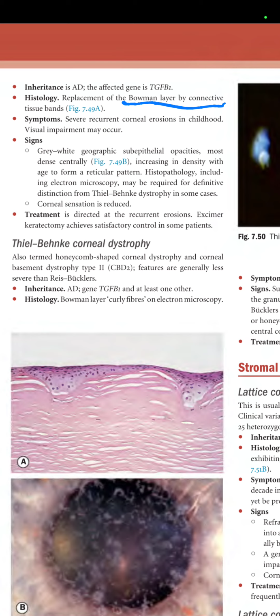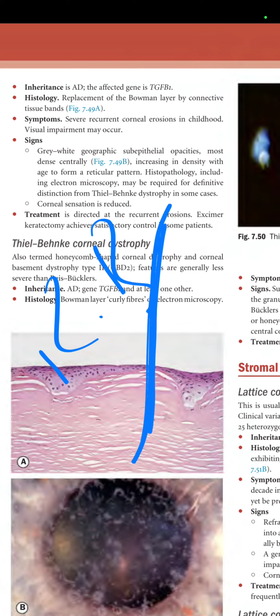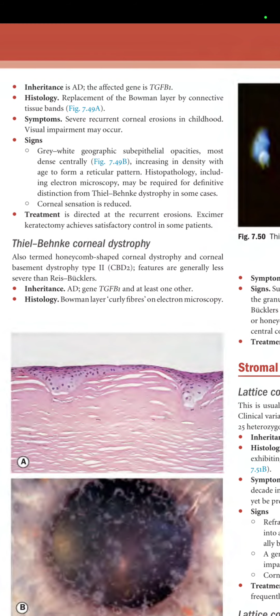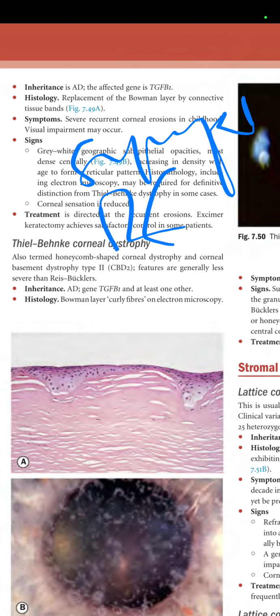Histopathology, including electron microscopy, may be required for definitive distinction from Thiel-Behnke dystrophy in some cases. So I told you earlier that Reis-Bücklers and Thiel-Behnke are usually differentiated mainly on the basis of histology and electron microscopy, because they are distinguished there. Corneal sensation is reduced. Treatment is directed at the recurrent erosion. Excimer keratectomy achieves satisfactory control in some patients. So you basically do symptomatic treatment, you do lubrication, and you treat the recurrent erosion syndrome.